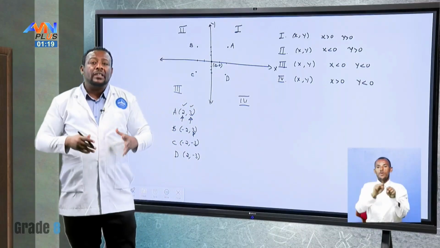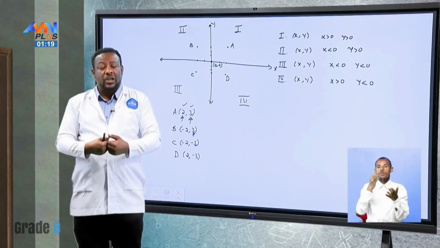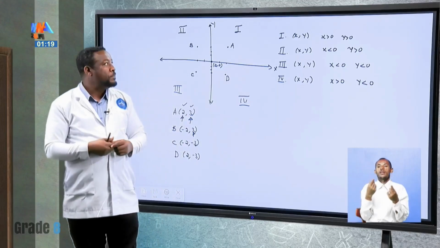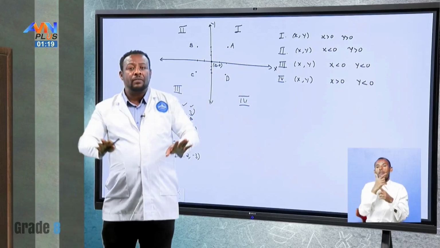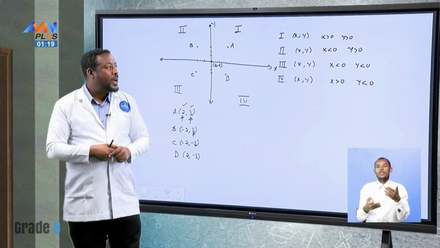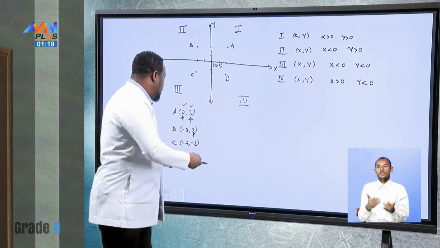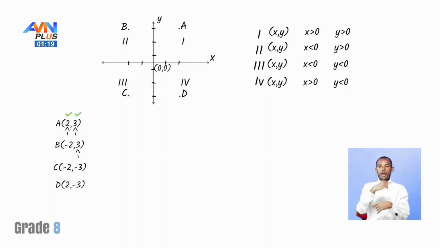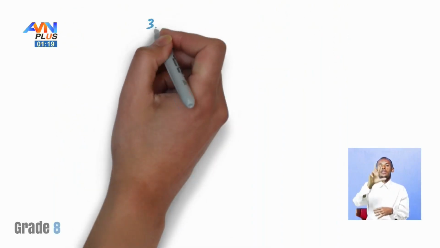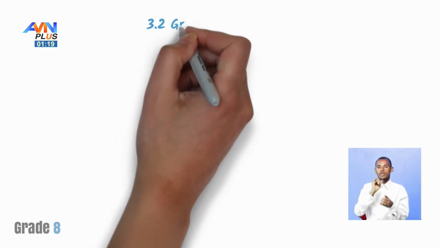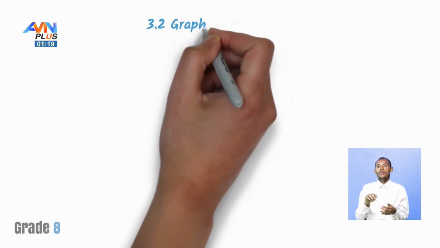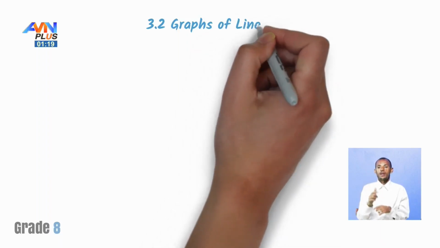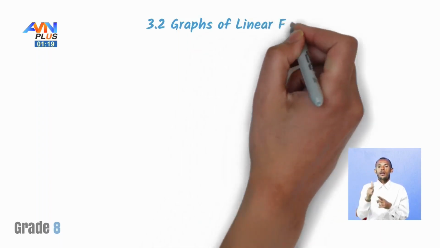So knowing the location of the point in the Cartesian coordinate system is very important to understand the graph of a linear function, the graph of any function, which will be part of our today's discussion, okay? So today we will see 3.2, which is about graphs of linear function.